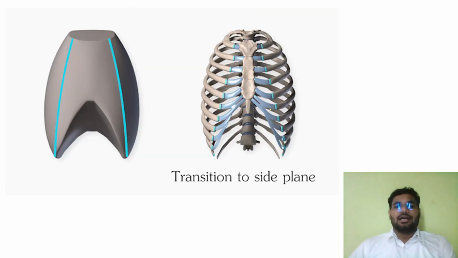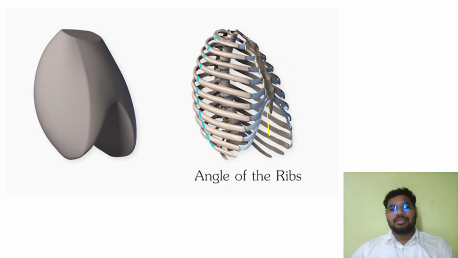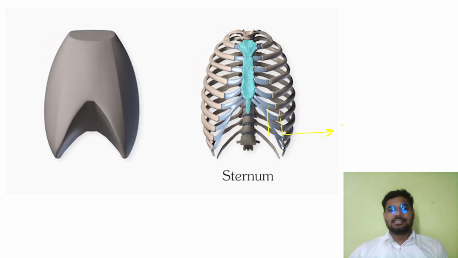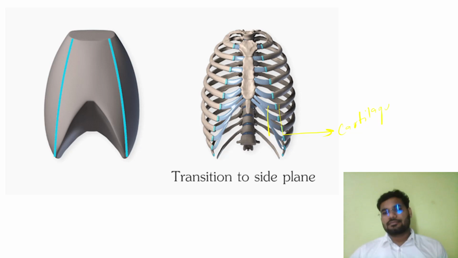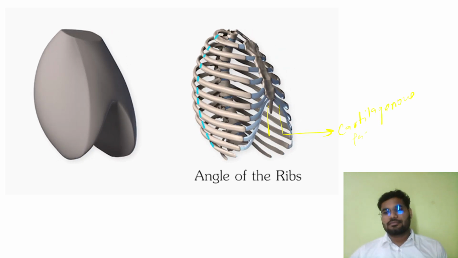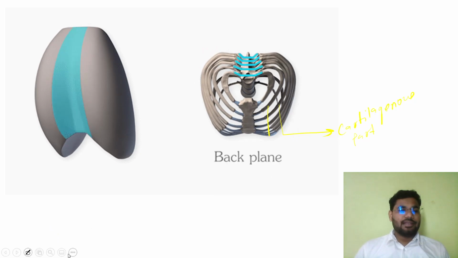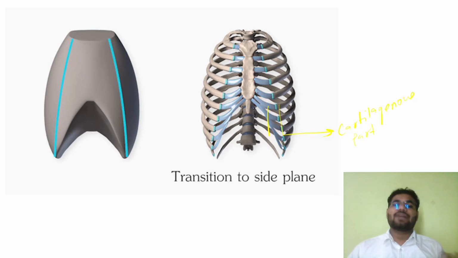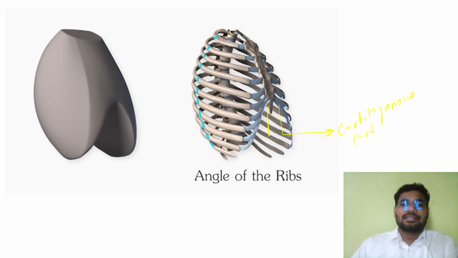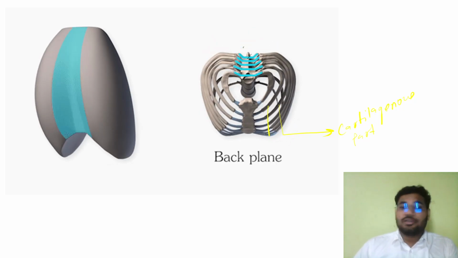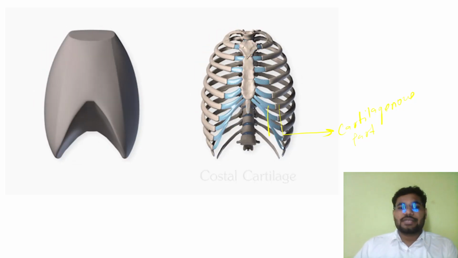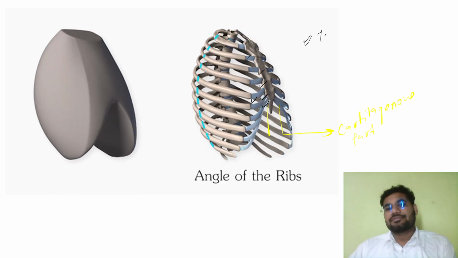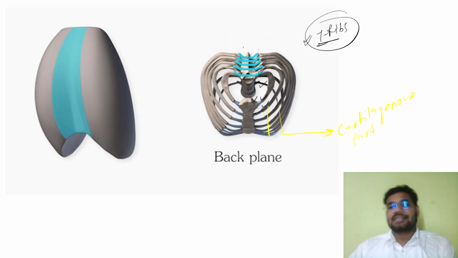Now you can see this colored part. This is actually the cartilaginous part of the sternum. The very interior part of this sternum is made up of cartilage. So, you can see here the first rib, second rib, third, fourth, fifth, sixth, and seventh. Seven ribs are directly attached to the sternum.